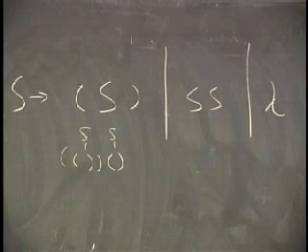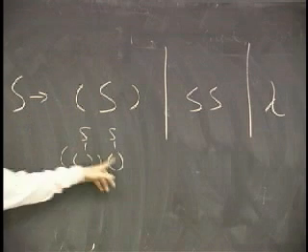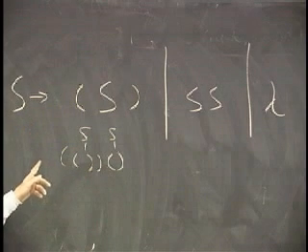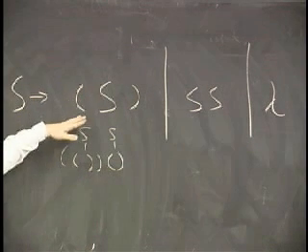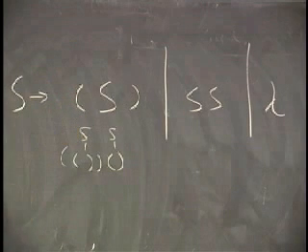Any balanced set of parentheses you can generate with this grammar. Anything this grammar generates is a balanced set of parentheses. So there's a very simple example of a context-free grammar. It's not as fancy as a programming language, but it does generate an interesting set of strings.